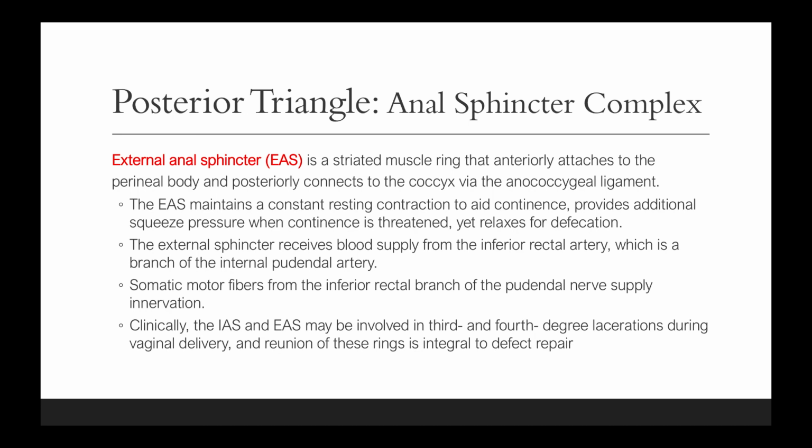The external anal sphincter, on the other hand, is a striated muscle ring that anteriorly attaches to the perineal body and posteriorly connects to the coccyx via the anococcygeal ligament. The EAS maintains a constant resting contraction to aid continence, provides additional squeeze pressure when continence is threatened, yet relaxes for defecation. The external sphincter receives blood supply from the inferior rectal artery, which is a branch of the internal pudendal artery. Clinically, the IAS and the EAS may be involved in third and fourth degree lacerations during vaginal delivery, and reunion of these rings is integral to defect repair.